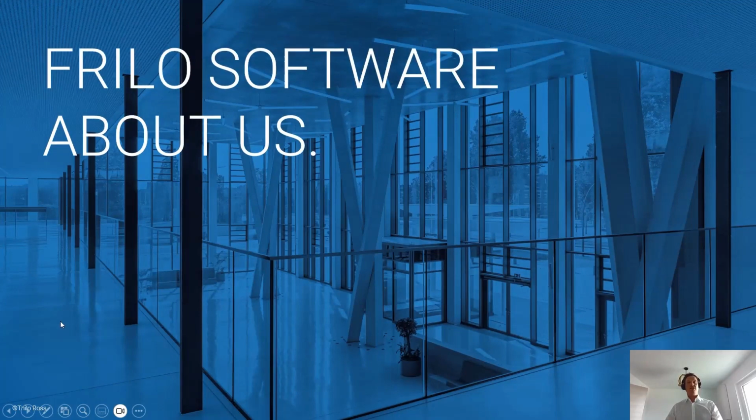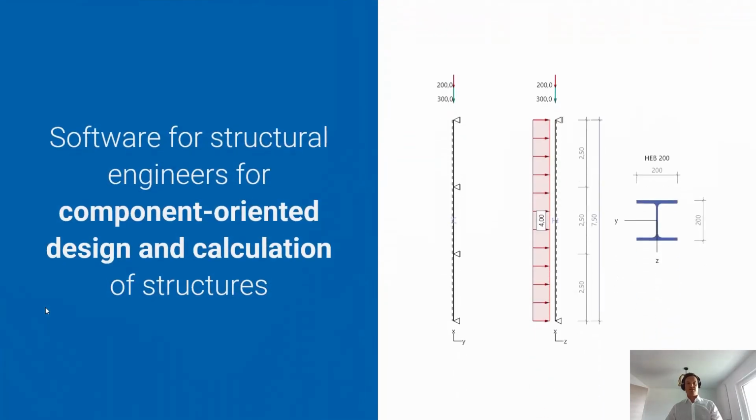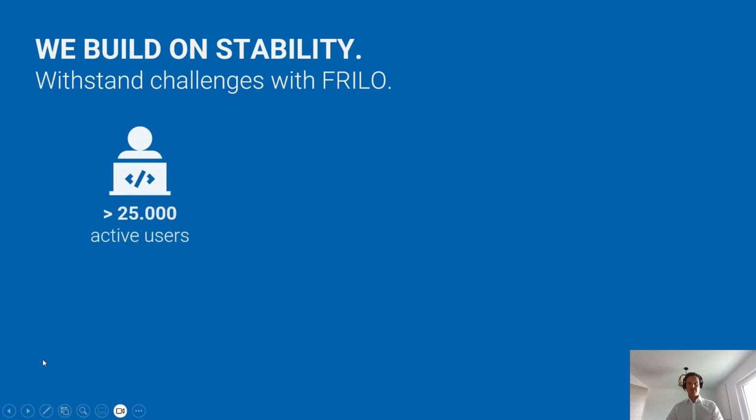First of all, I would like to give you a short introduction about Frilo and about us. Frilo offers software for structural engineers for component-oriented design and calculation of structures. That's the main difference between Frilo and SCIA Engineer. SCIA Engineer is a 3D multi-material finite element module, and on the other side, Frilo software offers those tiny little component-oriented modules just calculating single components.